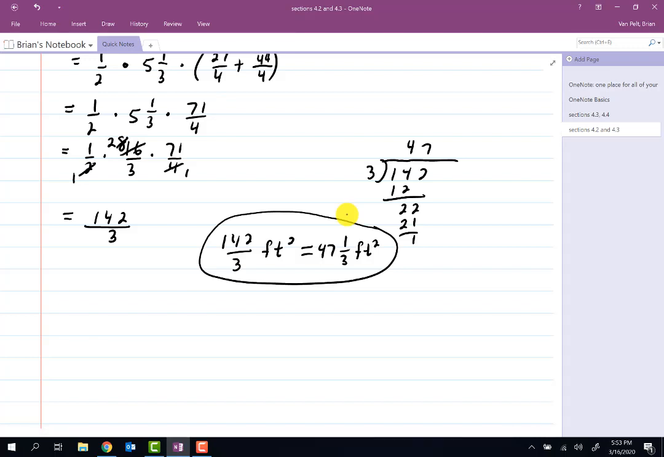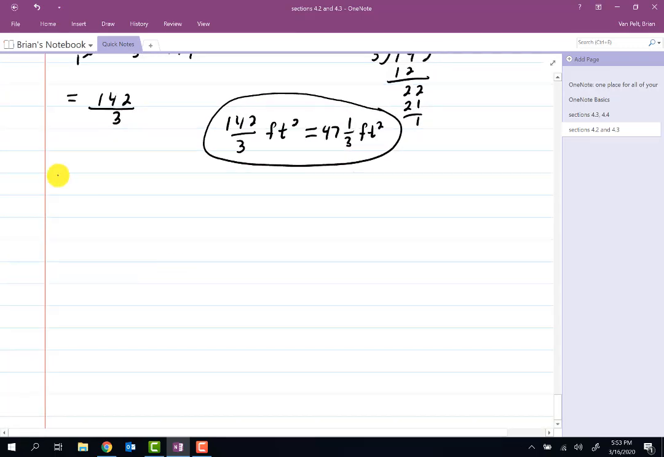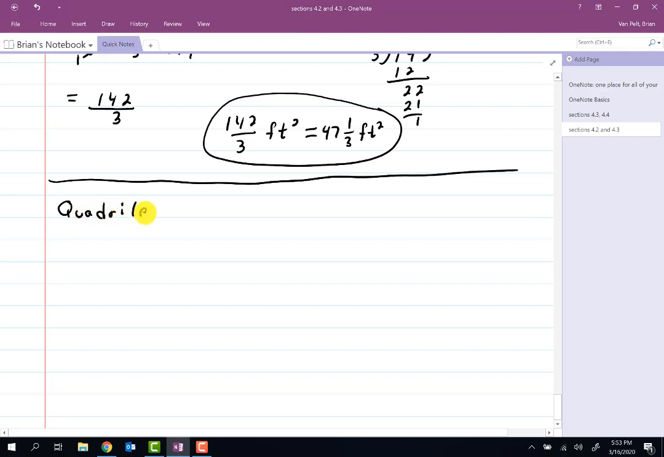Now, the last figure that we're going to do in this section are quadrilaterals. What can I say about these things? They're four-sided. That's it. They don't have any rhyme or reason. They're just four sides. So we do not have a formula for the area of one of these things. So no area formula.